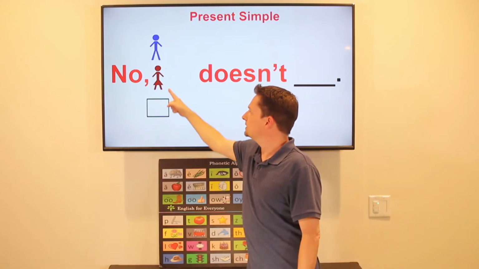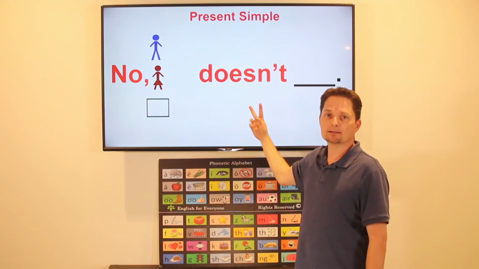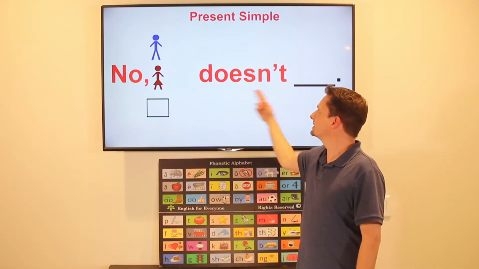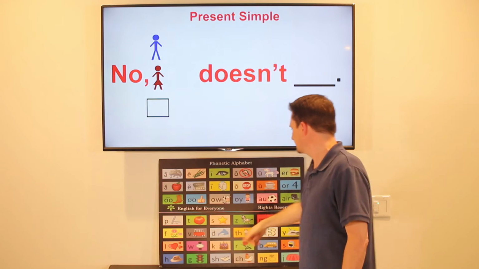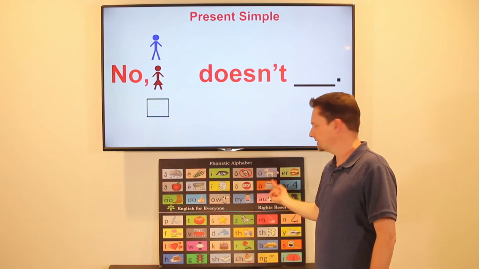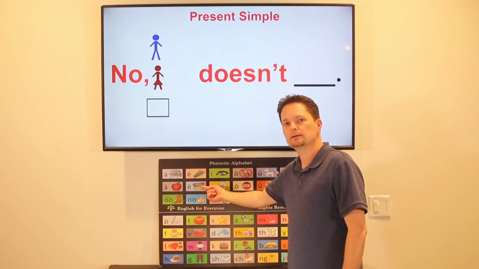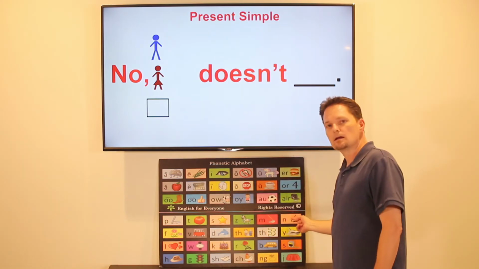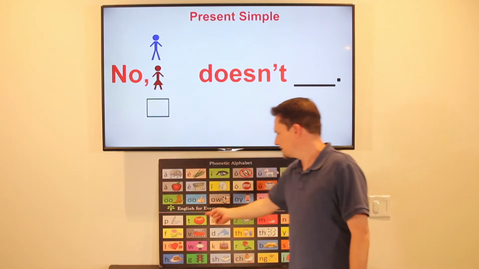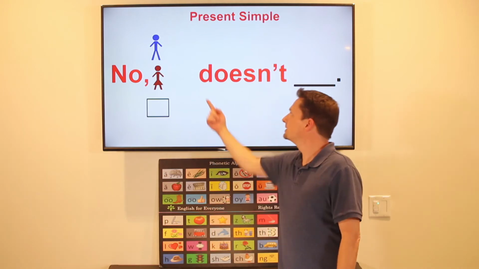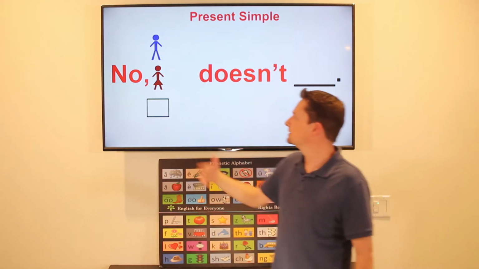Negative for present simple, routine action. For he, she, and it, negative, does not, together, doesn't. D, duh. Z, does. Does it. Doesn't. T, doesn't. Complete.